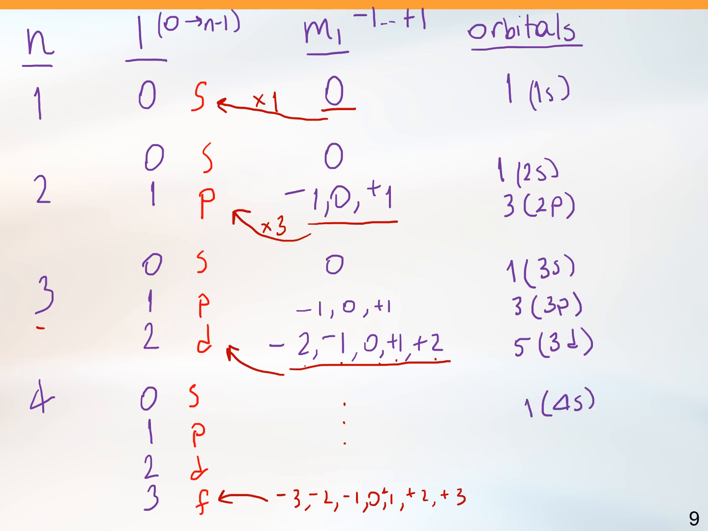In the fourth shell, we have one 4s orbital, 3 4p orbitals, 5 of the 4d type of orbitals, and 7 4f type of orbitals.